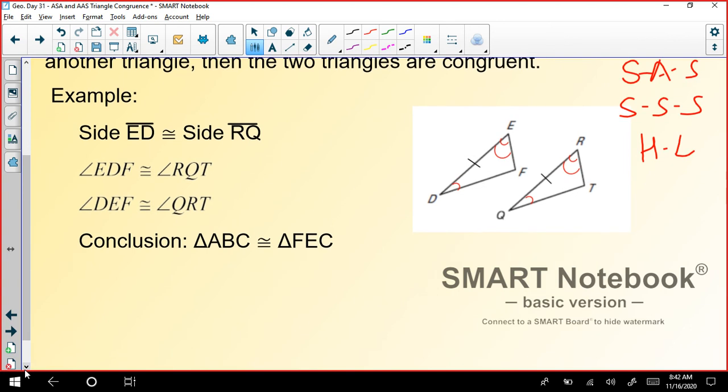Okay, let's see this particular example. In this figure, I have side ED, which is the included side between these two angles, which are congruent to these two angles. Same way, this is your side which is included. Side ED is congruent to side RQ. Angle EDF is congruent to angle RQT. Angle DEF is congruent to angle QRT. And we can conclude that triangle ABC is congruent to triangle FEC by the angle, side, angle postulate.